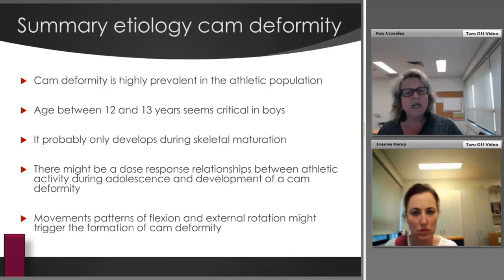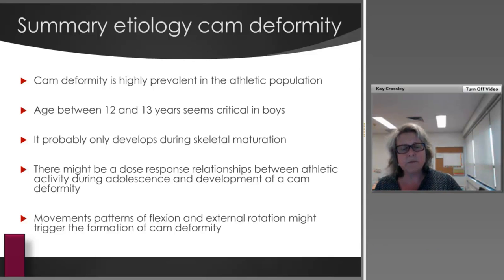So we see that cam deformity is highly prevalent in the athletic populations. It appears that ages 12 to 13, so during this adolescence age group, seems to be critical for the development, particularly in boys. Most likely it only develops during skeletal maturation. The few studies that have looked at people over a period of time have shown that once the growth plates are closed, cam lesions do not develop. And it's possible there's a dose-response relationship between athletic activity in adolescence, and so basically the amount of exercise someone's doing and the development of a cam lesion. And it's the movement patterns of flexion and external rotation that seem to trigger the formation of a cam deformity.